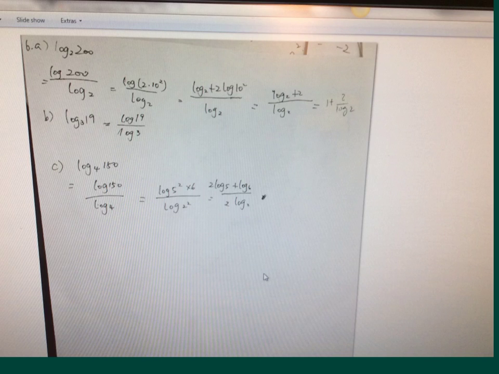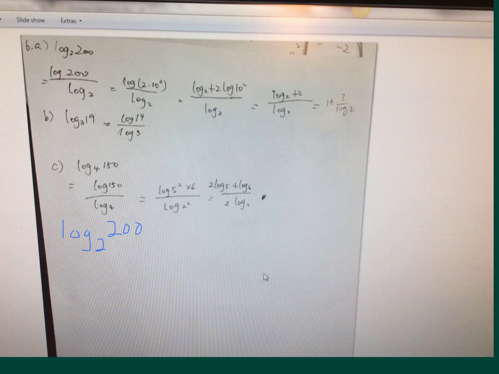Hi, I wanted to make you a video on number 6 just to explain a little bit more about what they're asking you to do there. For 6a, for example, the question asked you to estimate the value of log base 2 of 200.